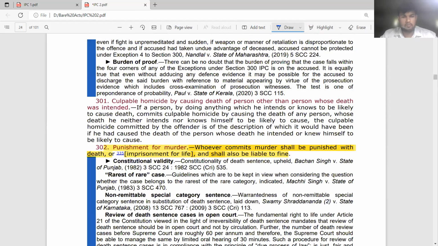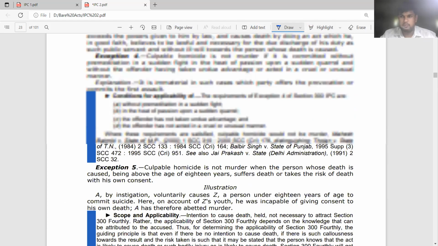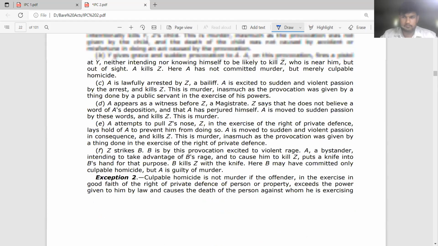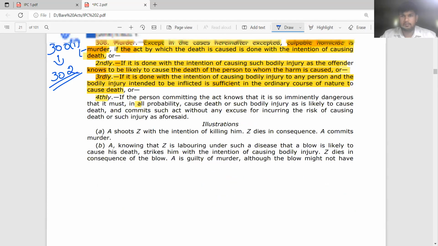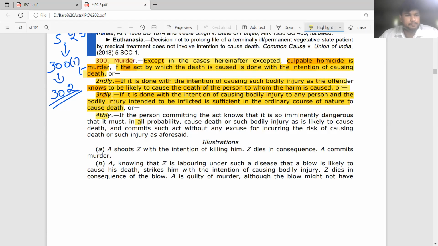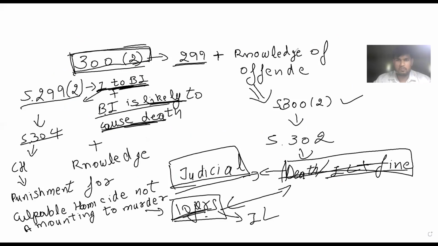Now, section 302. Then let's come to 300 thirdly. Thirdly, if it is done with the intention of causing bodily injury to any person, and the bodily injury intended to be inflicted is sufficient in the ordinary course of nature to cause death. Okay. Now, what are they talking about in section 303?